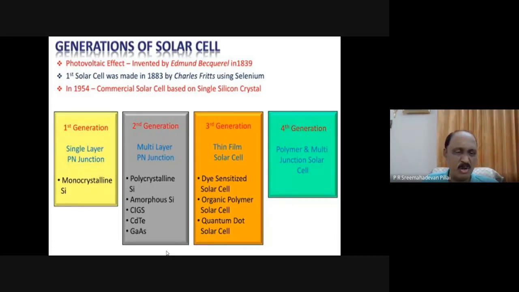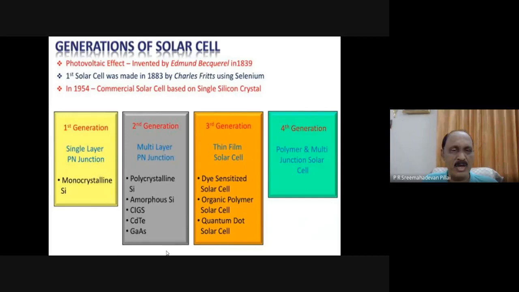This I'm not going to explain much. It will be of interest to maybe people who are working in the solar sector. The effect was invented in 1839 by Becquerel. Edmund Becquerel, not Henry Becquerel, his forefather, Edmund Becquerel. And Henry Becquerel, I think, is the one who invented X-rays. But Edmund Becquerel was earlier.